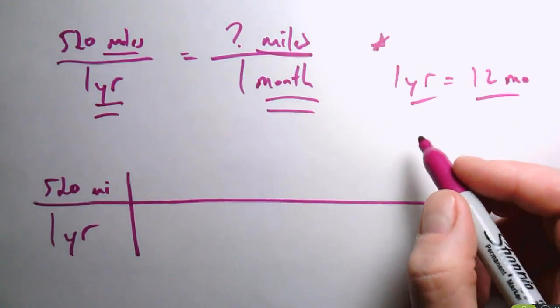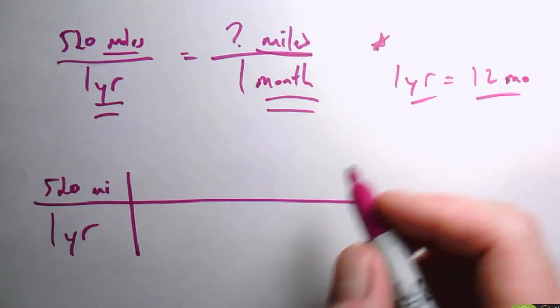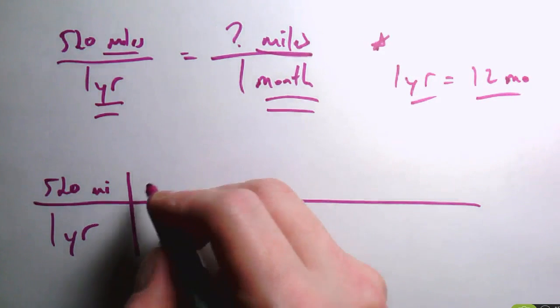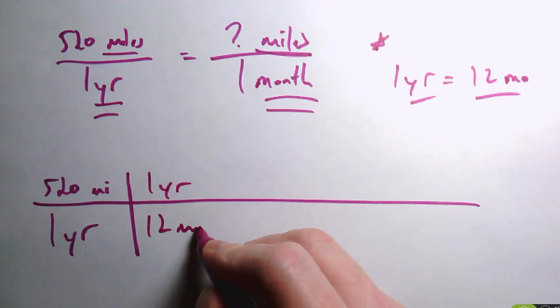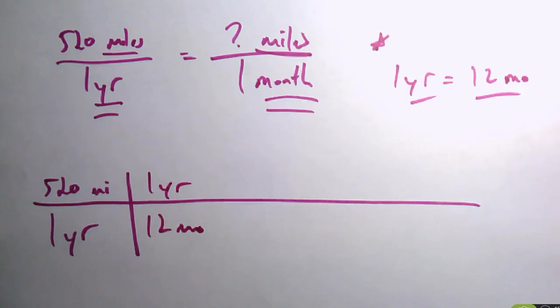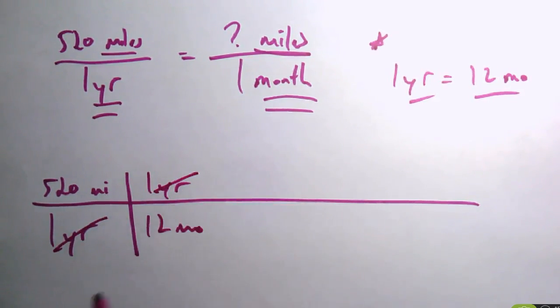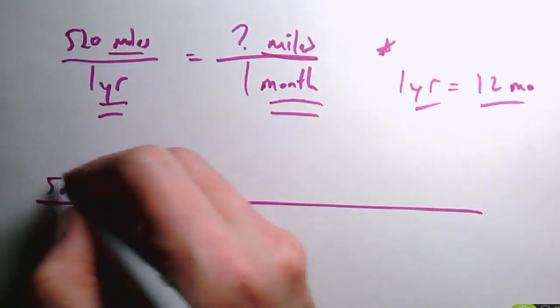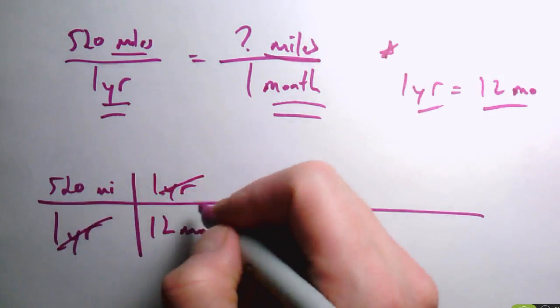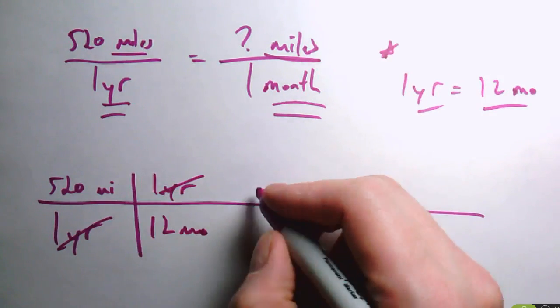So now I'll use that relationship. I'm going to replace 1 year on bottom and put 1 year on top and put 12 months on bottom. And now what's happened is I've canceled off years like I wanted to, and I'm left with months on bottom, which is what I want. So now I'm ready to go across. I got 520 miles in 12 months.